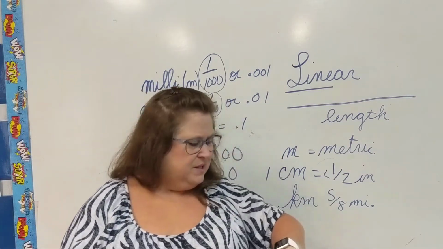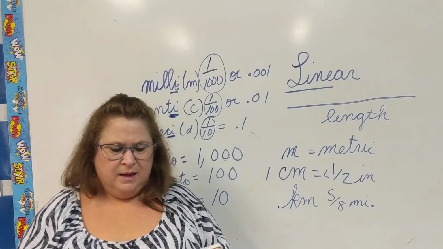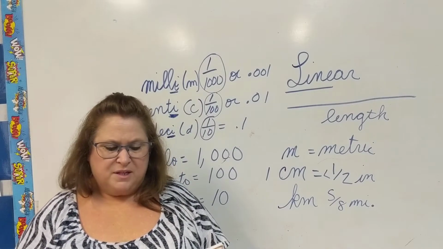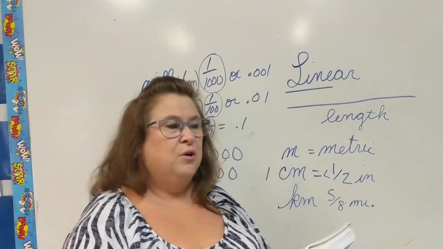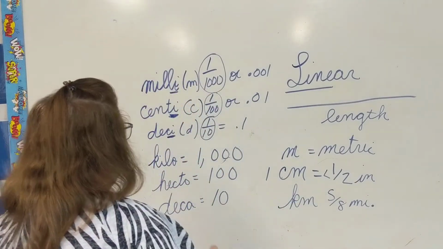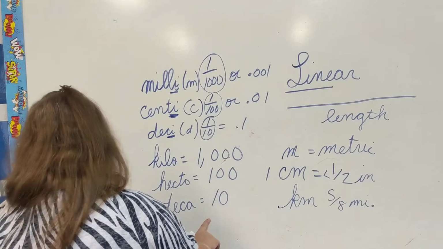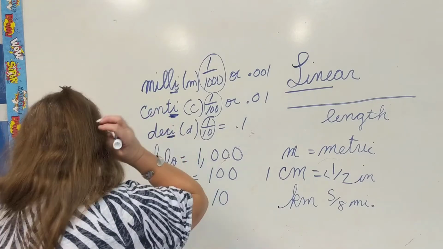And go ahead and look at the second bold line in your box up there. It says metric linear measures. So 1 meter, look here, 1 meter is 10 decimeters.